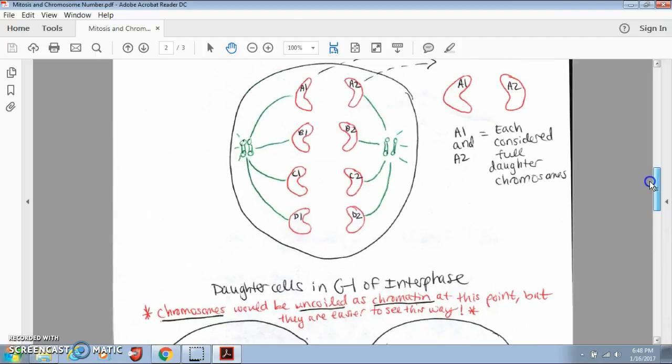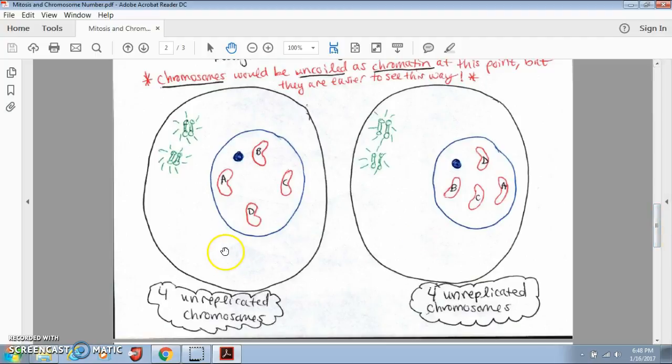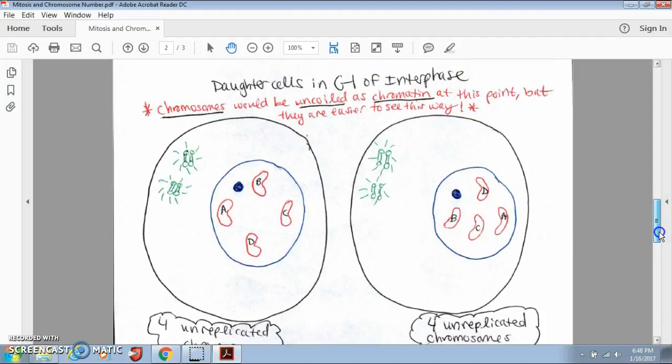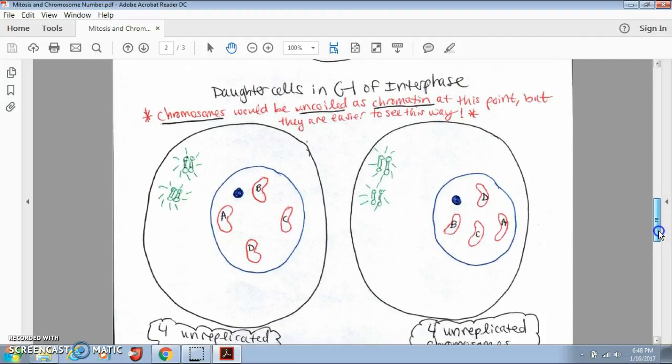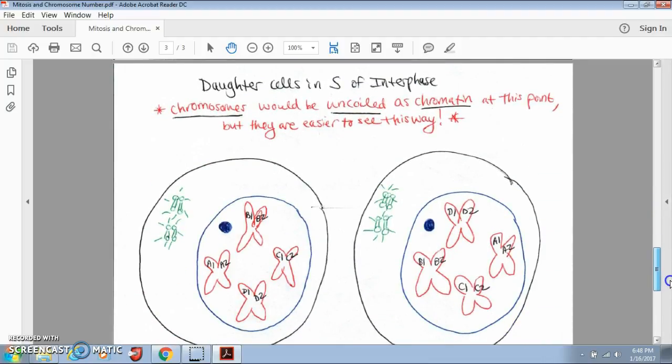So these are our 2 daughter cells that resulted from this mitosis. And it looks like in the nucleus we have A, B, C, and D in each of our daughter cells. So they still have all 4 of the chromosomes, A, B, C, and D. It's just they are unreplicated, so they do not have the other side of the X. So this is G1 of interphase, where the cell's just growing. But in the S stage of interphase, something important happens.